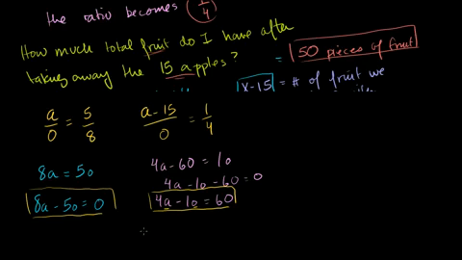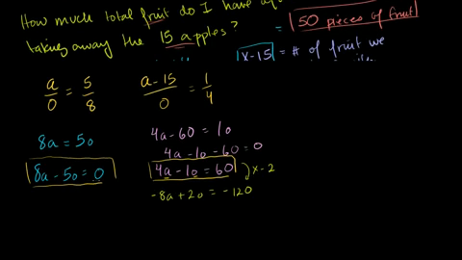Well, what we can do is multiply one of these times a convenient factor and then add them or subtract them to get rid of one of the two variables. So let's do that. Let's multiply this equation times minus 2. So it becomes minus 8a plus 2o is equal to minus 120. I just multiplied this equation right here times minus 2. If I do that, and then add it to this equation right here, 8a minus 5o is equal to 0, what do I get? Let's just add these two equations.